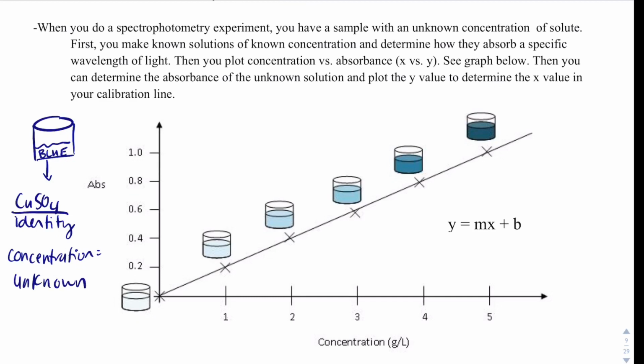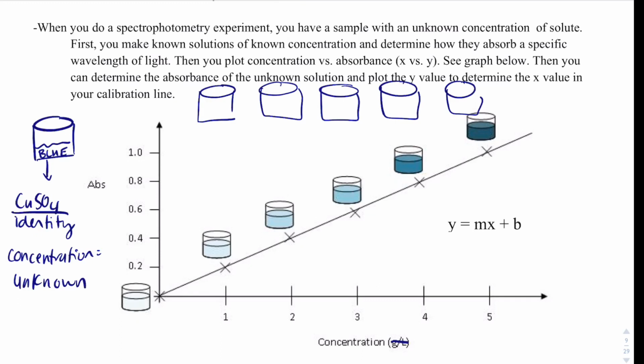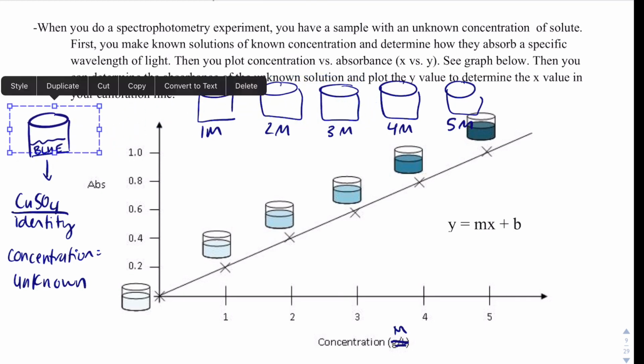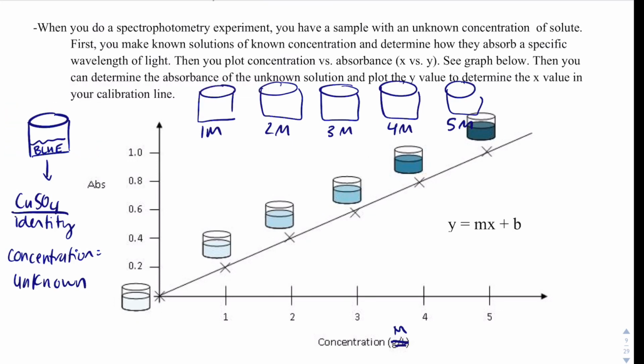So what we would do is we'd say, okay, let's make a whole lot of copper sulfate solutions. I'm just making a lot of them here. And let's know their molarities. So let's say let's make a 1 molar, a 2 molar, a 3 molar, a 4 molar, and a 5 molar. And what we see by chance is that this blue solution falls somewhere between 2 and 3. Okay, so it must be 2 point something or less than 3 molar. But we don't know exactly the exact concentration, and that's something that we'd like to find out.